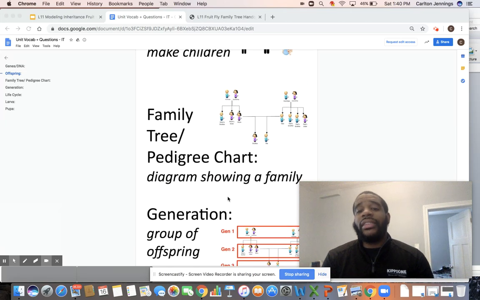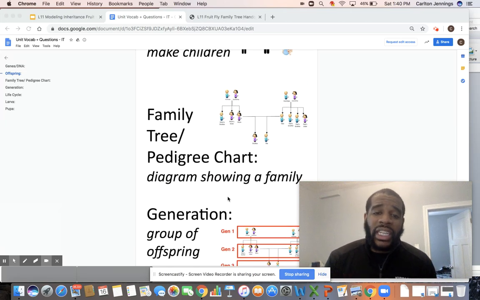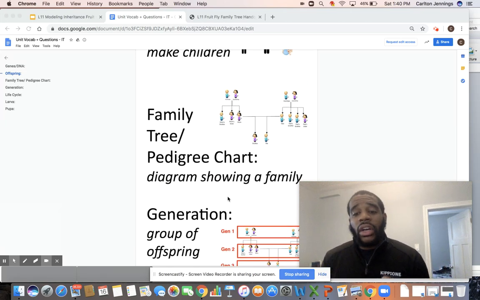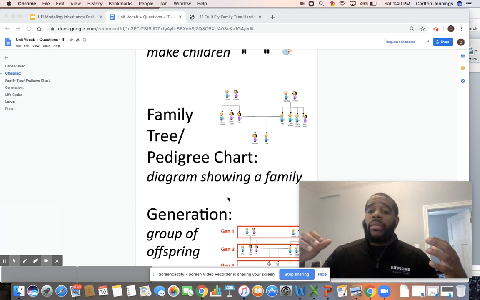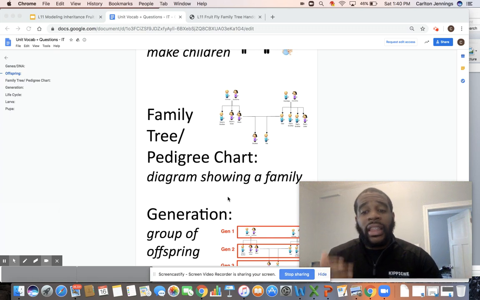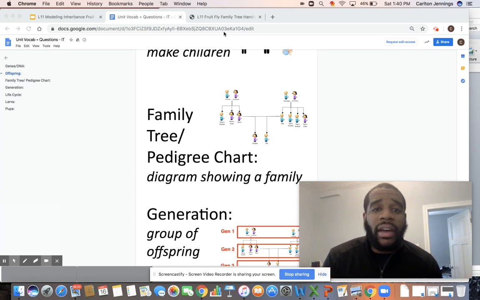Like I said, in this lesson, we're going to be focusing more on the family tree and how traits are passed down from your parents or your parents' parents, which are your grandmothers and grandfathers, and their parents' parents, and so on and so forth. And that's how you look the way you look and why you have the traits that you have.